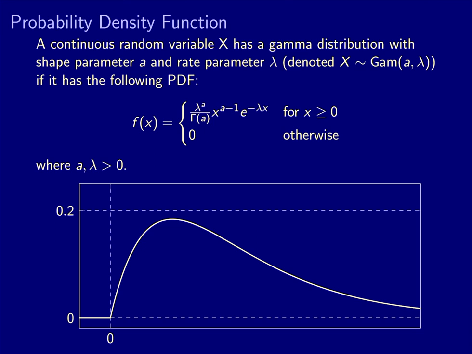We say a continuous random variable X has a gamma distribution with shape parameter a and rate parameter lambda if it has the following PDF, where f of x is lambda to the power of a over gamma of a times x to the power of a minus 1 times e to the negative lambda x, when x is greater than or equal to 0, and 0 everywhere else. And we also need a greater than 0 and lambda greater than 0 for this to be a valid PDF.